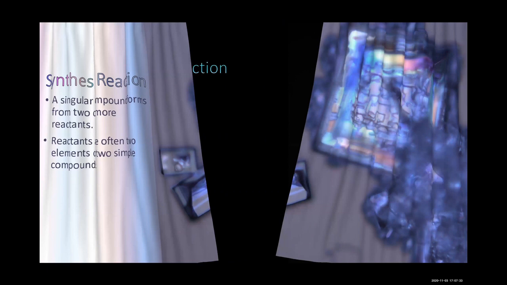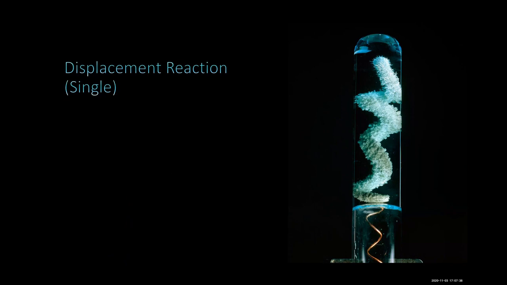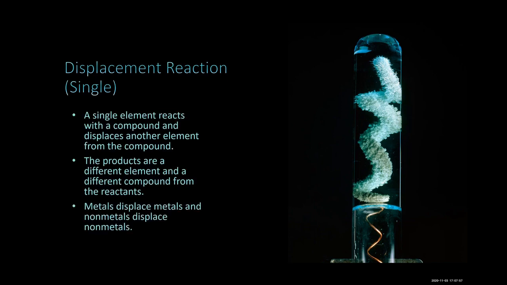This is another reaction we demonstrated in class today, and I'll see if I can get some better pictures of this. But this is a displacement reaction, a single displacement reaction. And in this particular example, it is a copper wire that is being exposed to a solution of silver nitrate. So you have a single element reacting with a compound and displacing another element from that compound. Your products are a different element and a different compound from the reactants. Your metals displace metals and your nonmetals displace nonmetals.